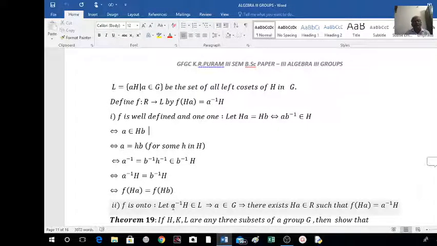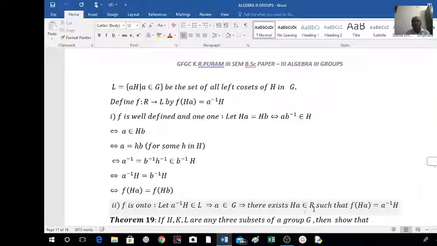Say let A inverse H belongs to L. What is this A inverse? A inverse is an element of G. If A inverse is an element of G, what about A? A must also be an element of G. If A belongs to G, then what about HA? HA belongs to R? Yes, this is the set consisting of all the right cosets. Therefore, HA belongs to R.